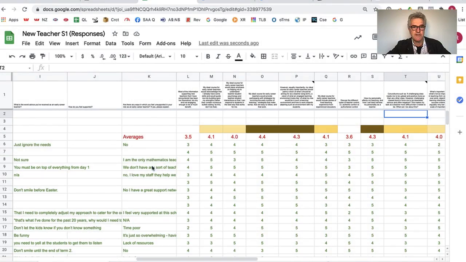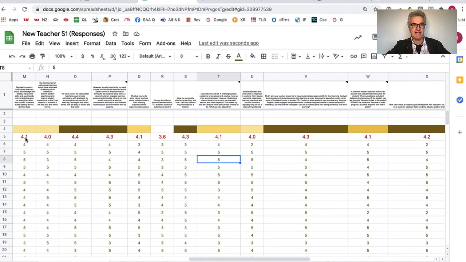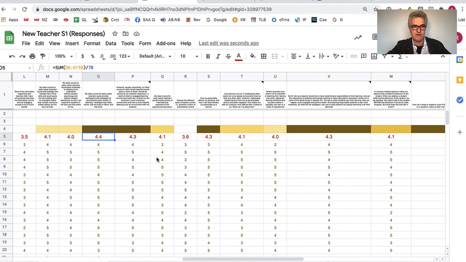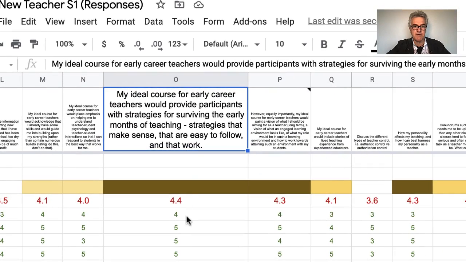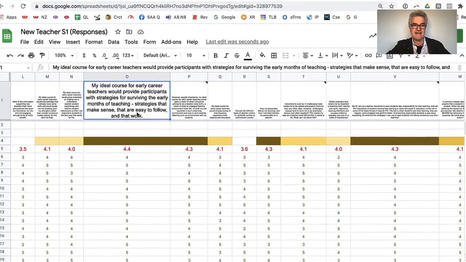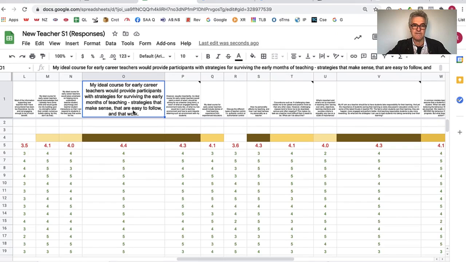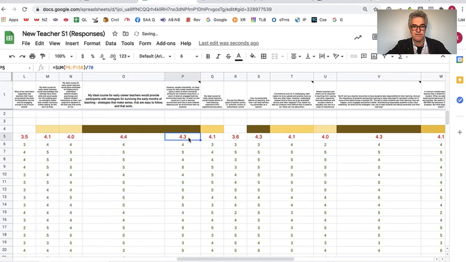So what you've got is all the submissions going down, but the red numbers are the average. So most of these are 4 or above, which I'm pretty happy about. So let's just take a look at the ones which were most popular. Not surprisingly, the most popular one was participants wanting strategies for surviving the early months of teaching. Strategies that make sense and that are easy to follow and that work. All of the strategies that I use in any of my courses are very easy to follow, very feet on the ground stuff. The next are the 4.3s.